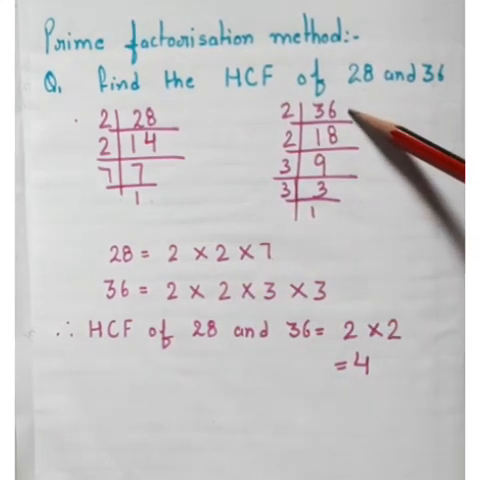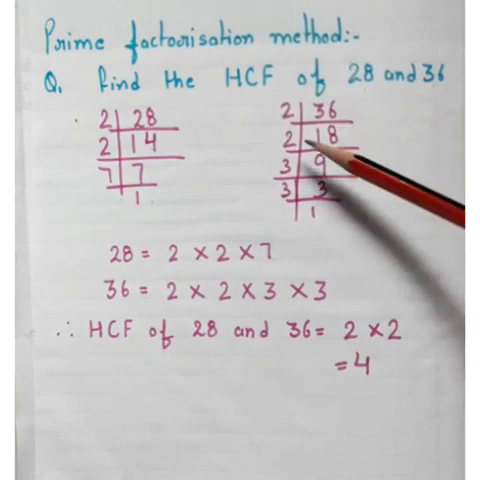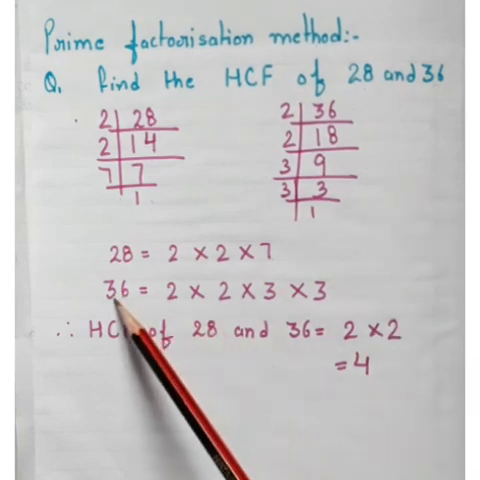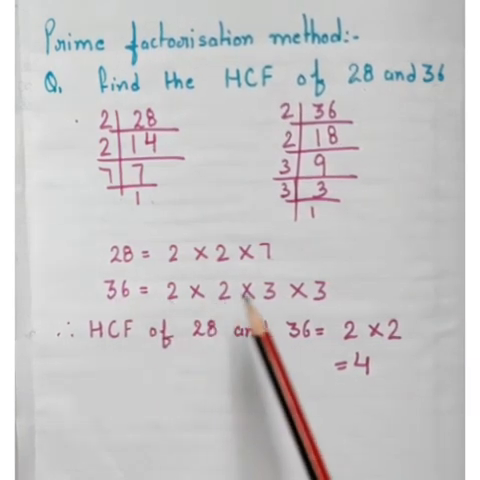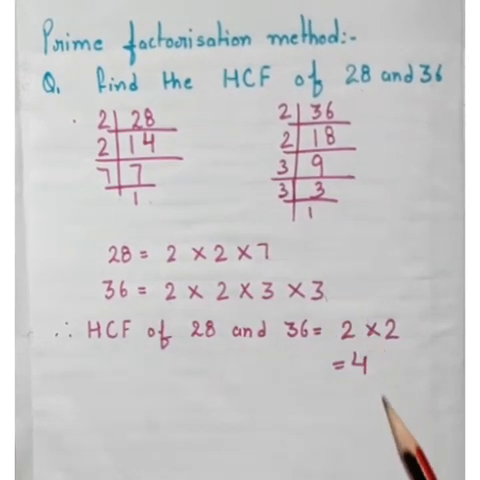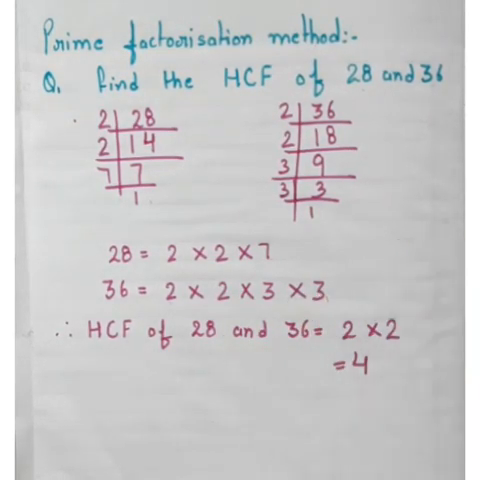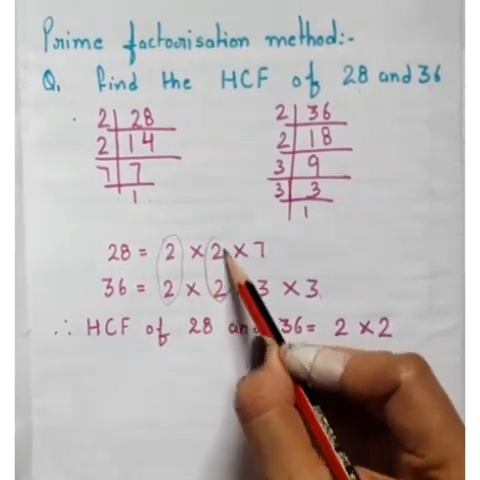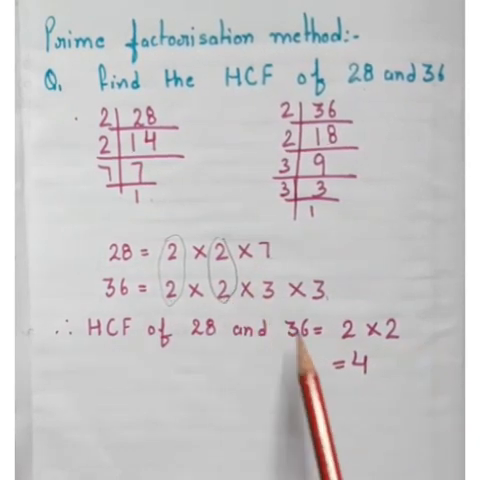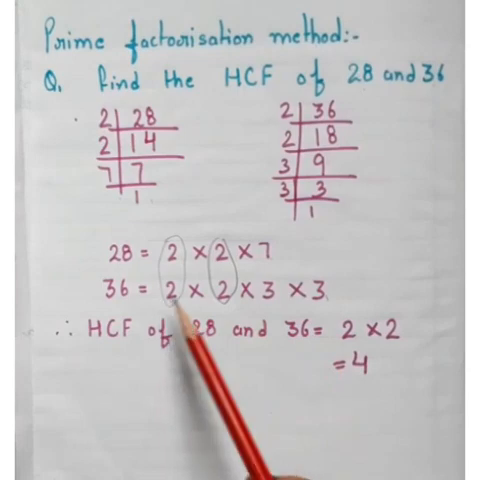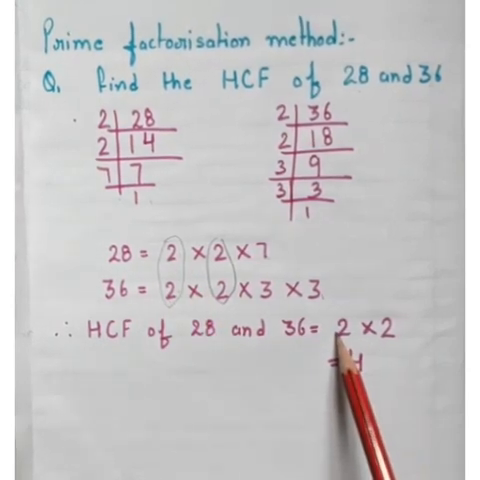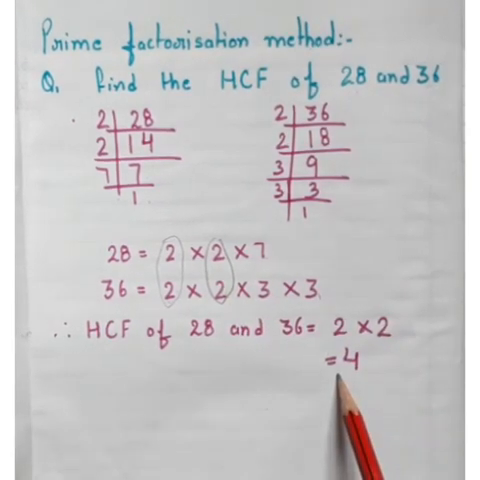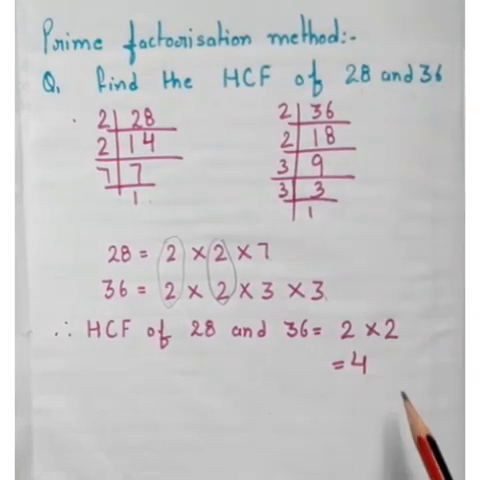Now we have done the prime factorization of 36: 2 18s are 36, 2 9s are 18, 3 3s are 9, and 3 1s are 3. Okay, so the prime factorization of 36 is 2 into 2 into 3 into 3. As I told you, HCF is the greatest common factor. So you can see what the common factor is here: 2, again here 2. How many times are we getting 2? 2 times. These two make one pair, and I have written over here, and these two make one pair, and I have written over here. Then 2 2s are 4. So the HCF of 28 and 36 is 4.